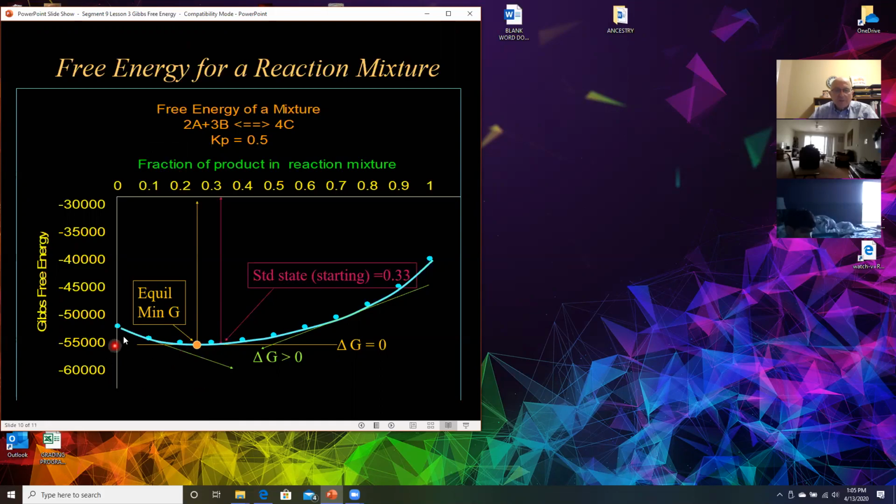And then, of course, if I'm on this side, going this direction, final minus initial will be a negative number. So on this side of equilibrium, the spontaneous direction is toward equilibrium. On this side of equilibrium, the spontaneous direction is toward equilibrium. That's the point: the spontaneous direction is always toward equilibrium from wherever you are.